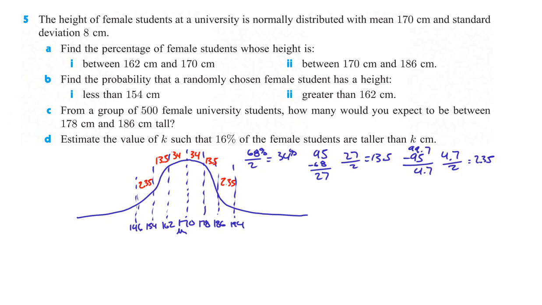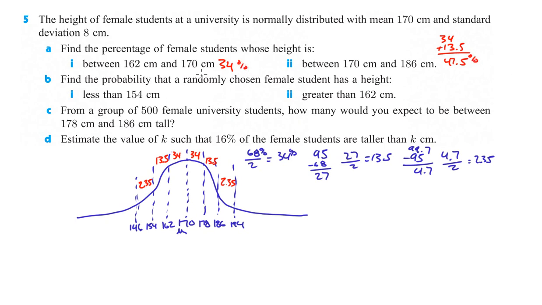Okay, so now that we have this all drawn out with all our percentages in there, these questions become a lot easier. Find the percentage of female students whose height is between 162 and 170. Guess what? That's 34%, because we already wrote that out right here. In fact, let's write that in red since we did all the rest of those percentages in red. Between 170 and 186, that's 2 standard deviations. That's going to be 34 and 13.5. So that's 47.5% roughly.